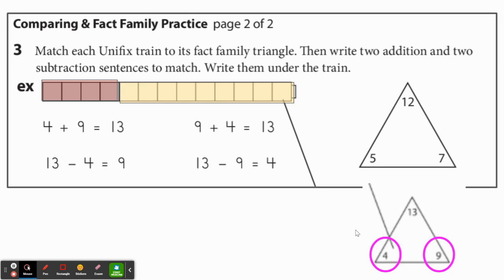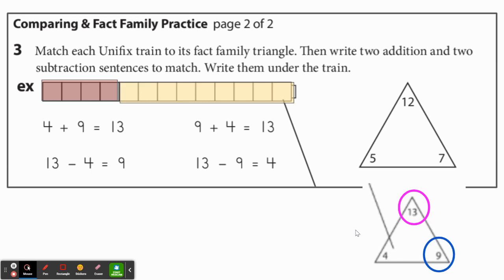Let's look for subtraction sentences. When I write subtraction number sentences, I have to start with the larger number. So the largest number in this fact family is 13. It's at the top of the triangle. So I can write the number sentence 13 minus 9. If I take away 9, I'm left with 4.